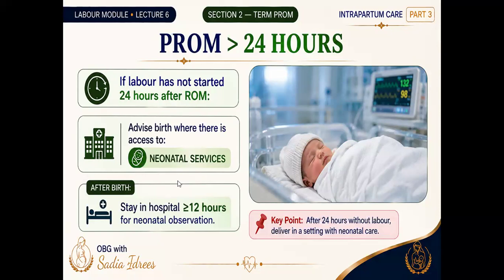And after birth, if rupture of membranes occurred more than 24 hours before the onset of established labor, the baby should generally remain in hospital for at least 12 hours of observation. So notice the two numbers: more than 24 hours, neonatal capable setting, and after birth, at least 12 hours of neonatal observation in the relevant prolonged rupture of membranes situation. This is the kind of detail that can easily appear in an exam question because the examiner may offer you 4 hours, 6 hours, 12 hours, 24 hours.